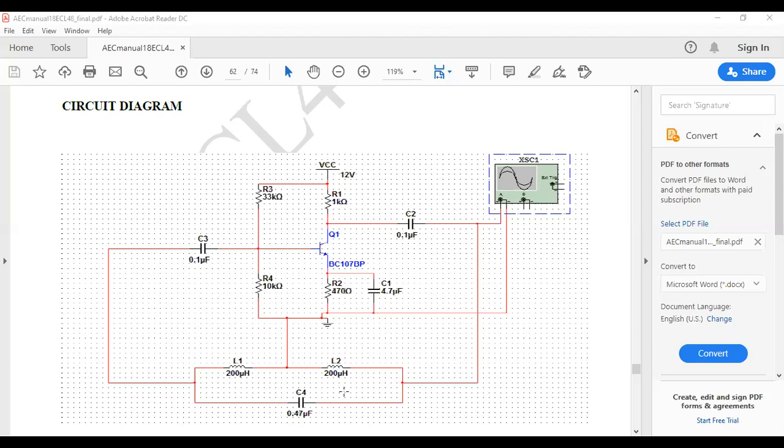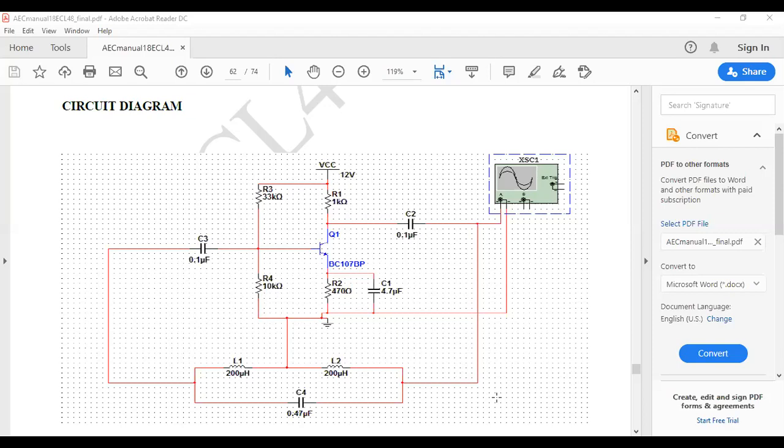From this, we can see that the feedback voltage is 180 degrees out of phase with the transistor, and the transistor itself creates another 180 degree phase difference. So the total phase difference between the input and output is 360 degrees. And it is a very important condition for creating a sinusoidal signal, that is sustained oscillations, as we can call it. Okay, this is with respect to Barkhausen's criteria.